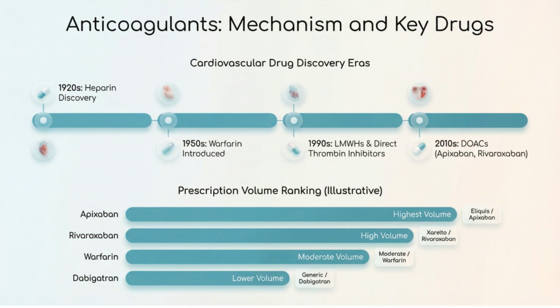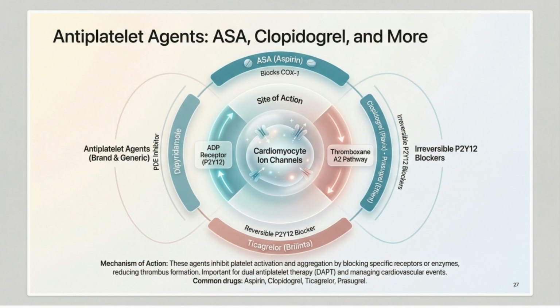Anticoagulants prevent clotting. The timeline shows drug discoveries from heparin in the 1920s to modern DOACs like apixaban and rivaroxaban, which currently have the highest prescription volume. Antiplatelet agents like aspirin and clopidogrel inhibit platelet activation and aggregation. Their mechanism of action involves blocking specific receptors and enzymes, reducing thrombus formation.